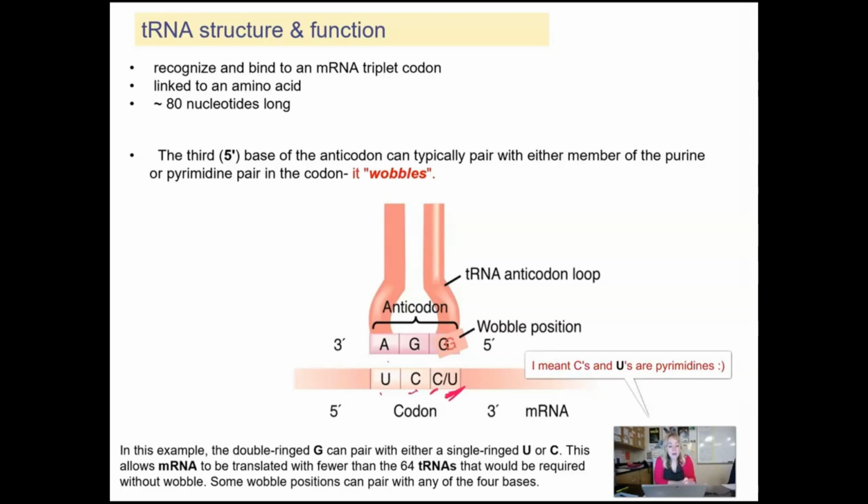How does this help in translation? This eliminates the need for us to have all 64 different types of tRNAs to carry out translation. Because remember, we have 64 codons, so we would technically have to have 64 tRNAs. But because of this imperfect match and wobble position, we can actually use fewer than 64 tRNAs.